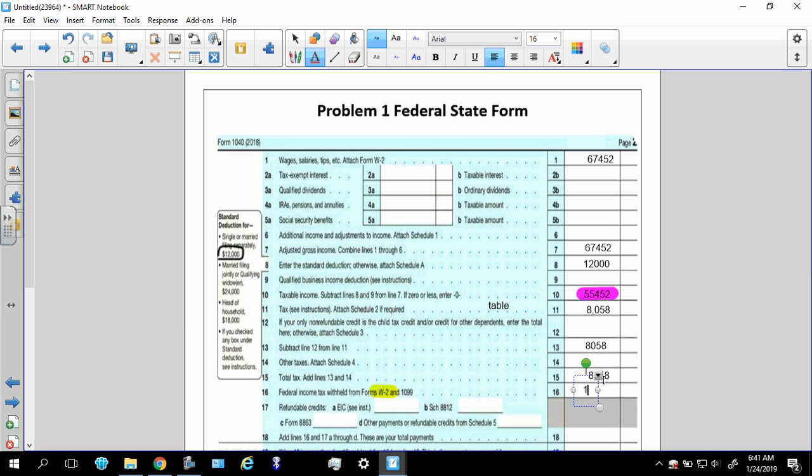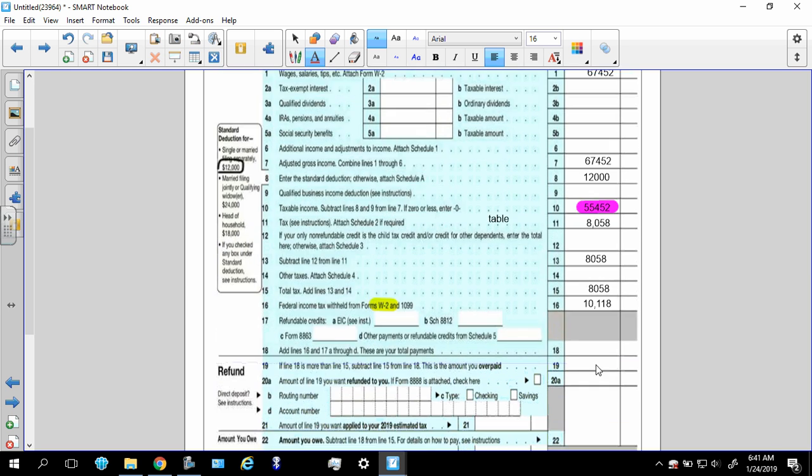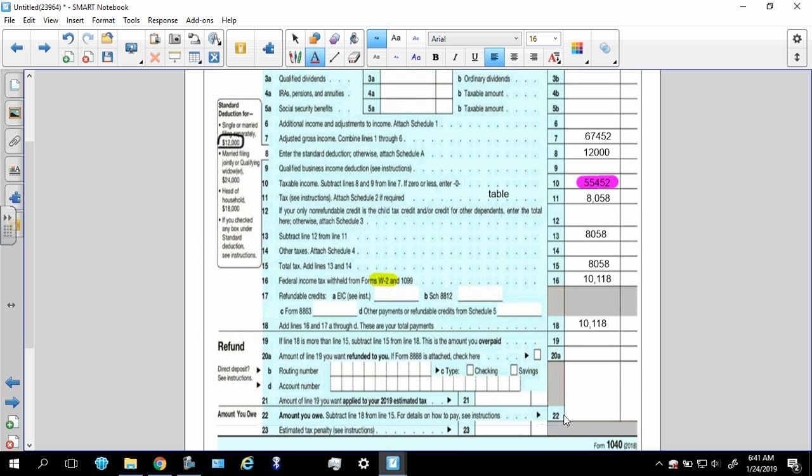All right, so $10,118. Line 17, that's a skip. Line 18, you're adding it, 10,118. And then lines 19 or 22. These are the two lines that you're going to do. You're either going to get a refund or you're going to overpay. So let's read what it says, refund or owe. If line 18 is more than 15, 18 is 10,000, 15 is 8,000. That means the person overpaid.